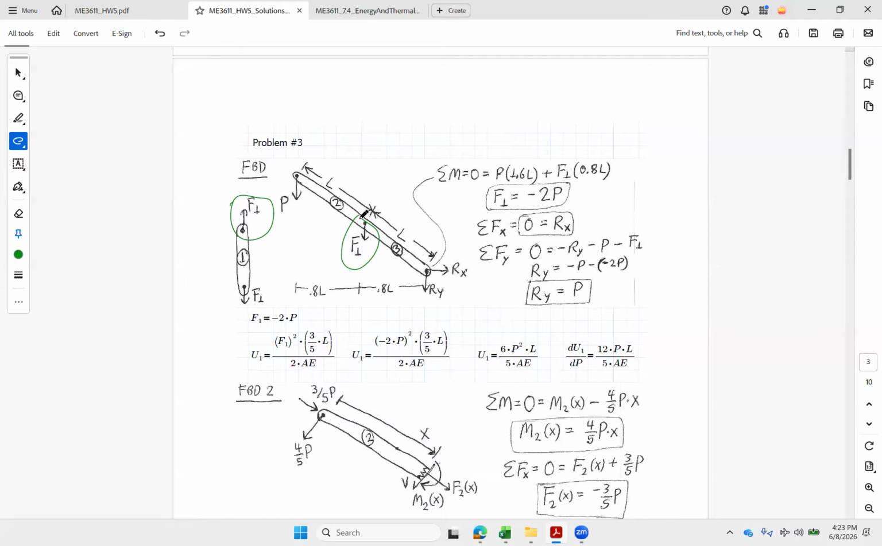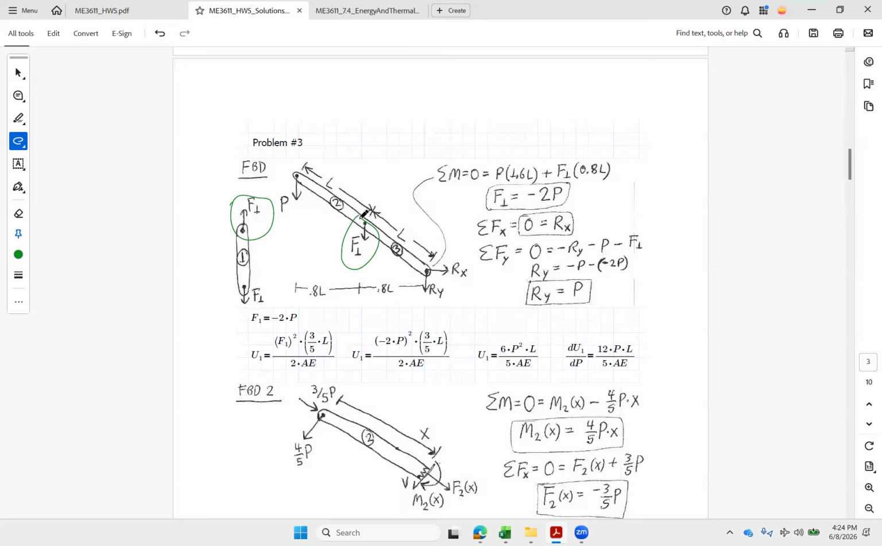So I've got 2P up in the middle, P down on the left, and that means I'm also going to have P down on the right. I can get that from summation of forces in the vertical. Now, once I know F1 is minus 2P, I also now have the compressive load that's carried in the bar.